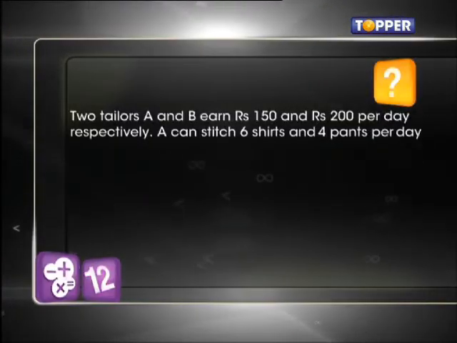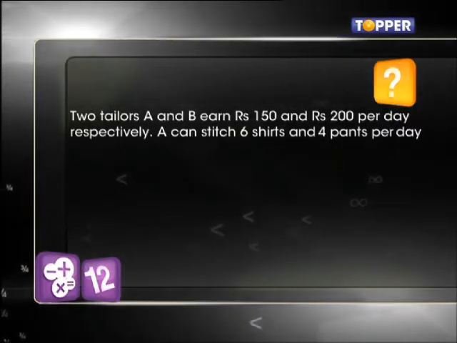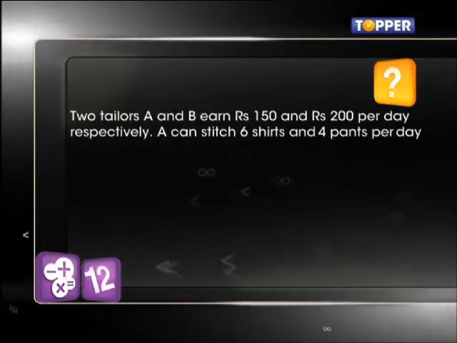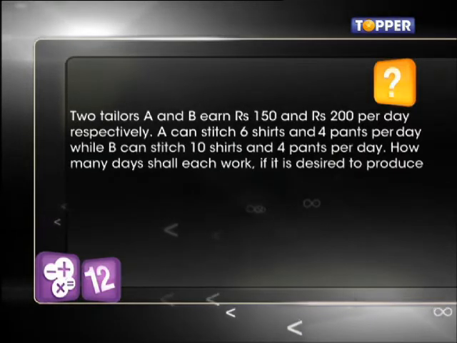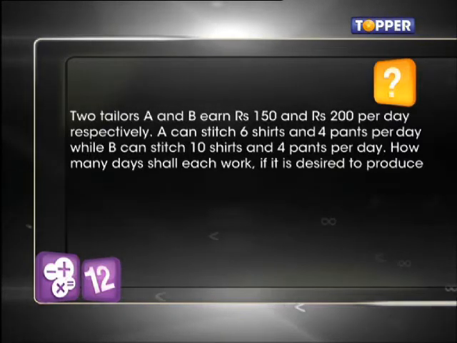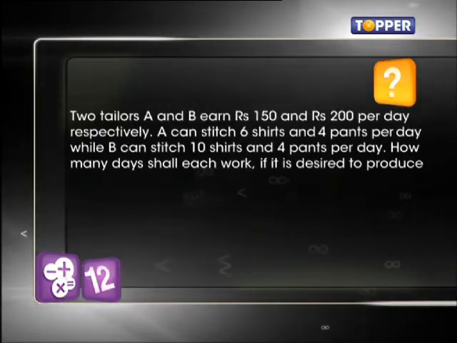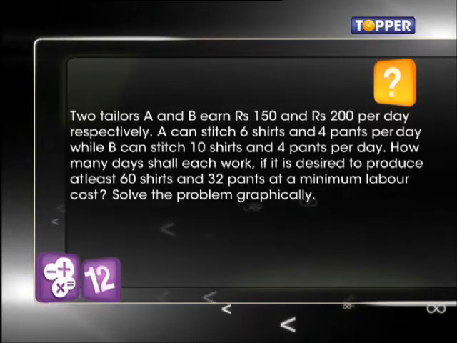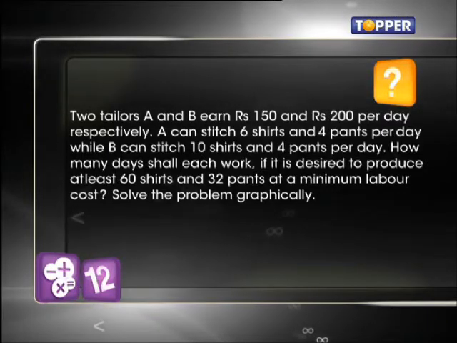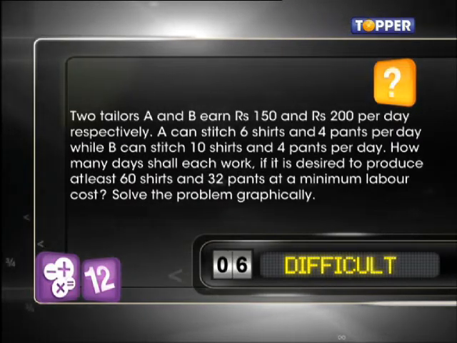The second question is that if two tailors A and B earn Rs 150 and Rs 200 per day respectively, and if A can stitch 6 shirts and 4 pants per day, while B can stitch 10 shirts and 4 pants per day, you are asked to find how many days shall each work if it is desired to produce at least 60 shirts and 32 pants at a minimum labor cost. You need to solve this problem graphically. Be careful while solving this question, as it is rated difficult on our difficulty meter.